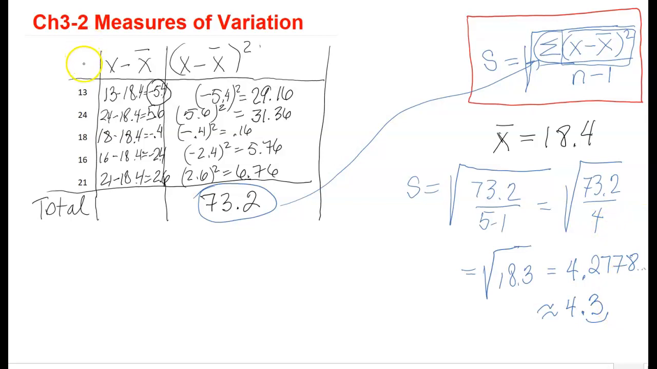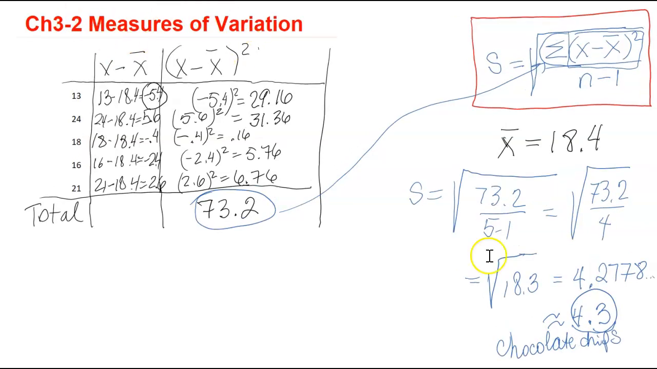Since we measure the number of chocolate chips in each cookie, 4.3 is the number of chocolate chips in the cookie. I wanted you to know how to do manual calculations for standard deviation so you have a better understanding of why the standard deviation is never negative, because it has the squared values.